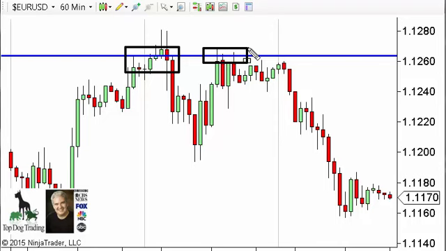And on the next video, we'll look at what happens when you make technically a higher high, but it's really holding resistance and is not really to be considered a higher high. So we'll look for that in the next video.